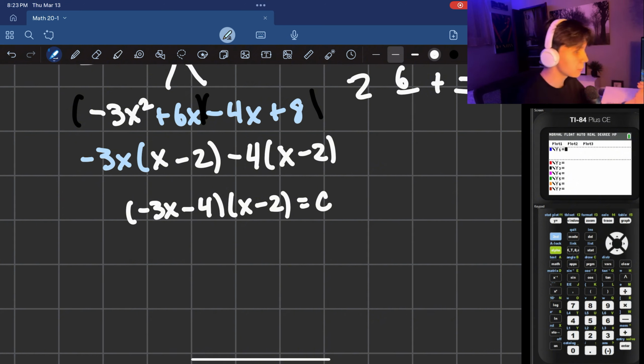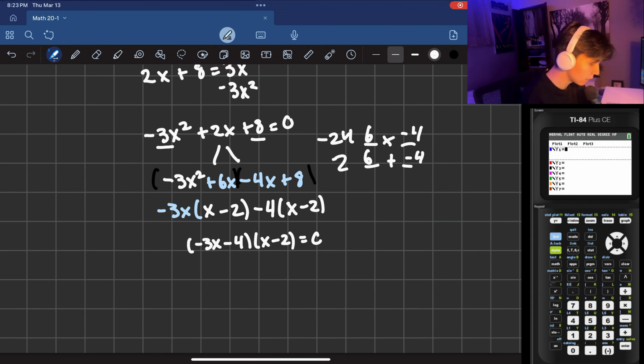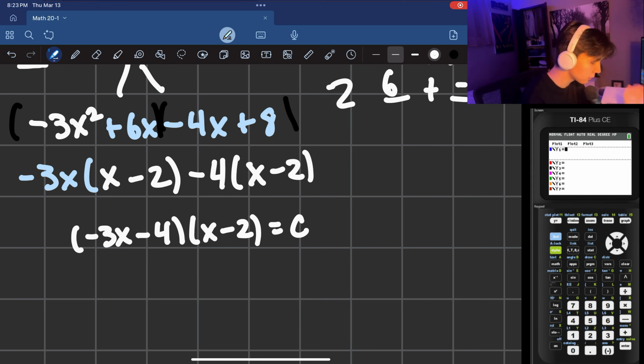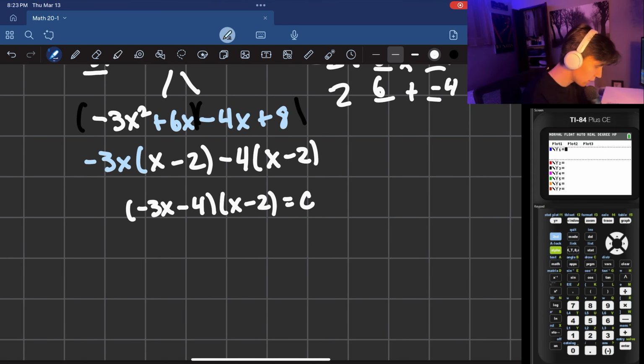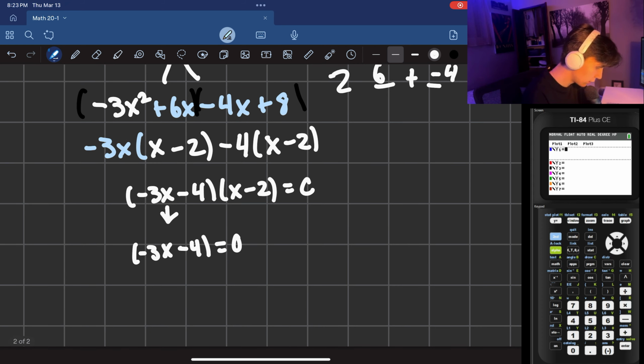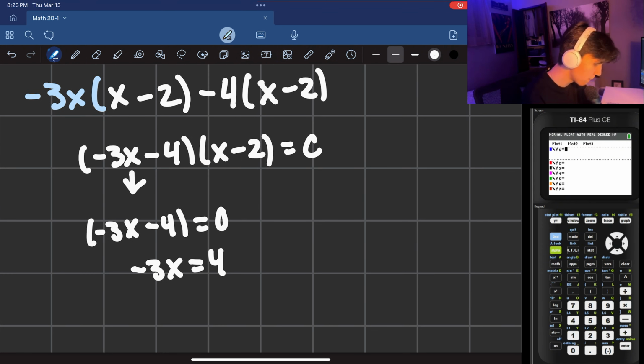This goes back to your last unit where you're just solving and trying to find x. In this case, we're doing factoring, so we're going to set each individual bracket equal to 0. So we have negative 3x minus 4 is equal to 0. And you get negative 3x is equal to 4 when you add it to the other side.